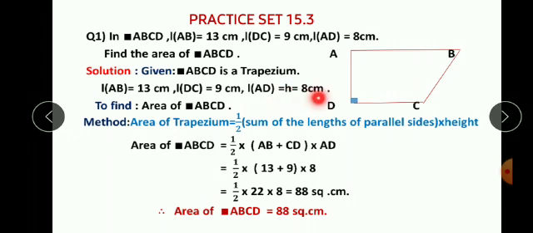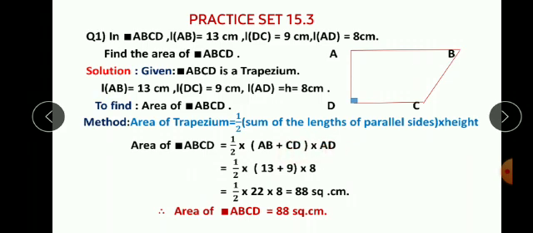So these are the given things in the question. Now to find what? Area of quadrilateral ABCD. So start the method with the formula. Area of trapezium is what? Half into sum of the lengths of parallel sides into height. So substitute the values now. Area of trapezium ABCD is equal to half into (AB plus CD), keep in the bracket because AB and CD both are parallel sides, into height, which is AD.